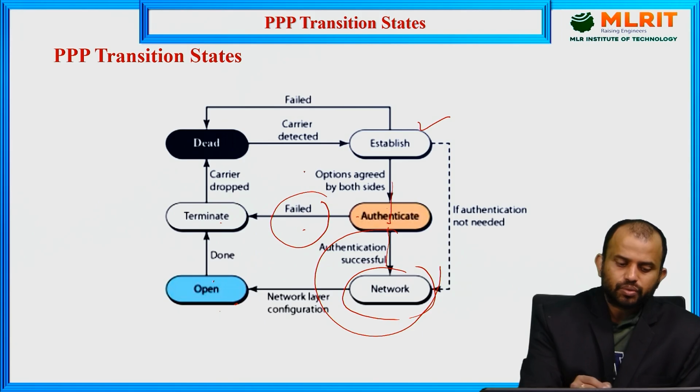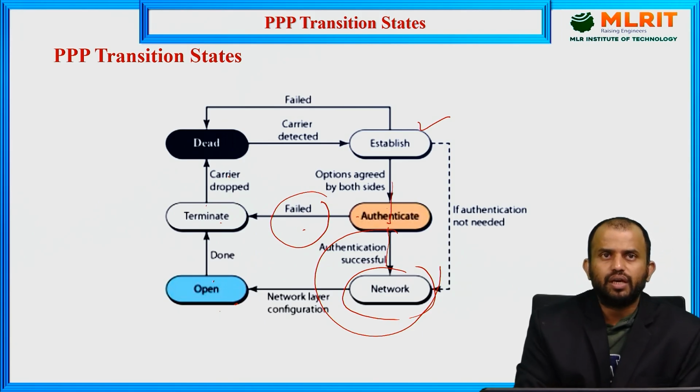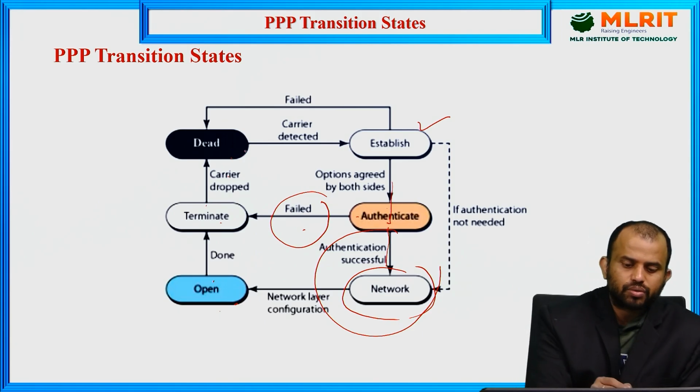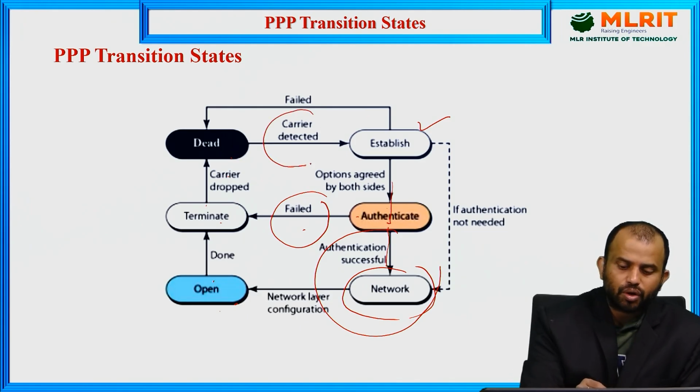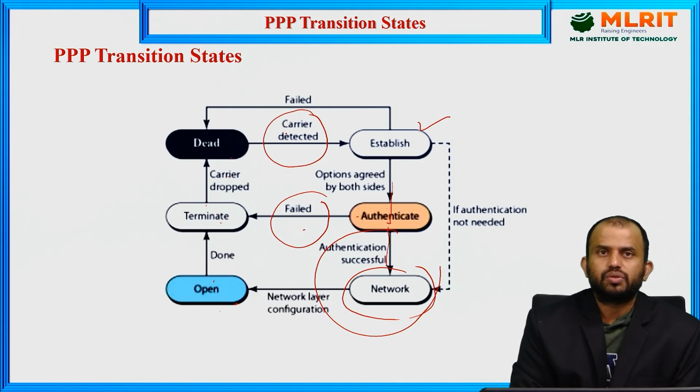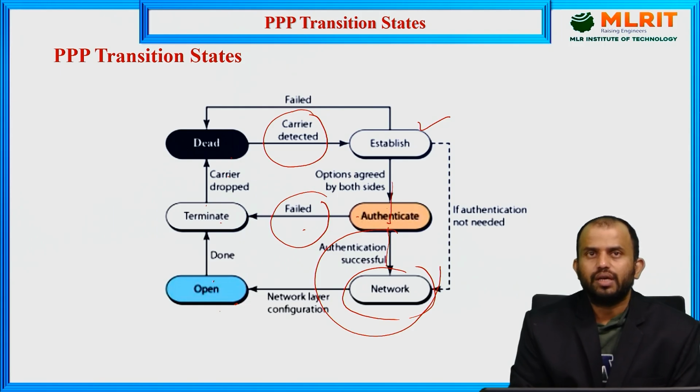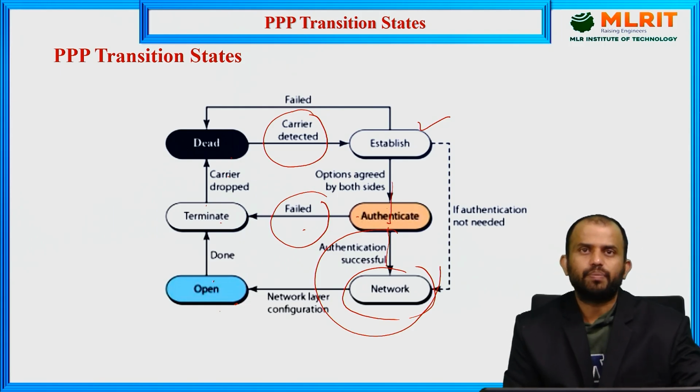So if any carrier is dropped due to some network issues, the dead-end position also arises and the connection may fail, but we are going to note down that the carrier is detected. So who detects the carrier for the respective establishment of connection and communication, that we note down here. That we call the transient states of PPP.